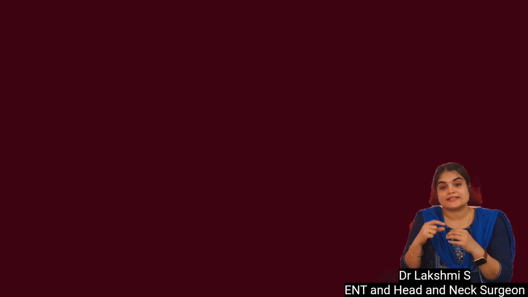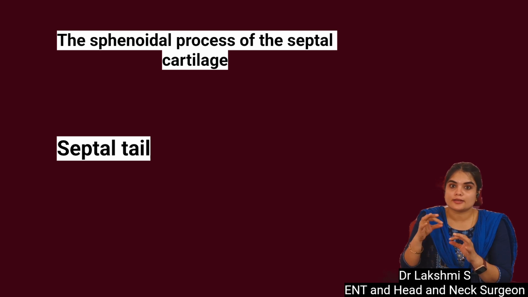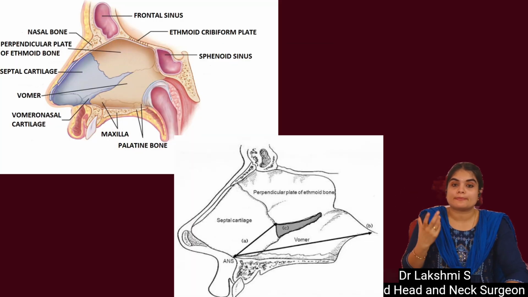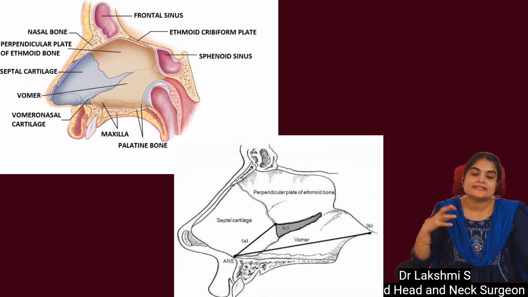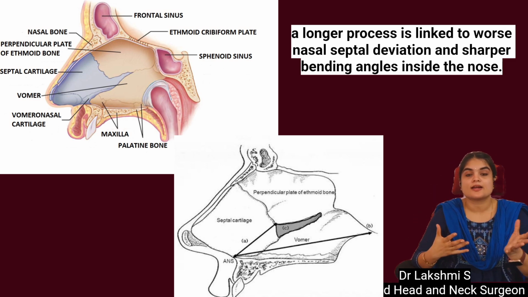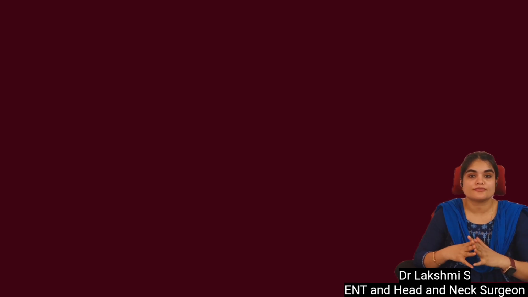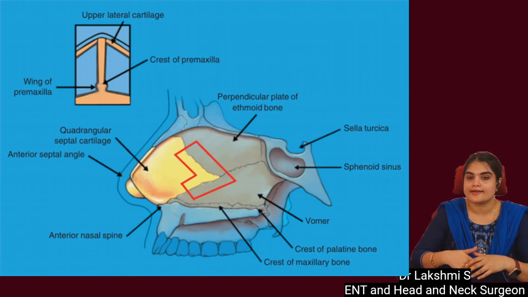A portion of the septal cartilage, known as the sphenoidal process or the septal tail, extends between the perpendicular plate of the ethmoid and the vomer bone posteriorly. The significance is that we can harvest this cartilage for rhinoplasty, especially in cases of revision rhinoplasty. We can harvest this cartilage and use it.